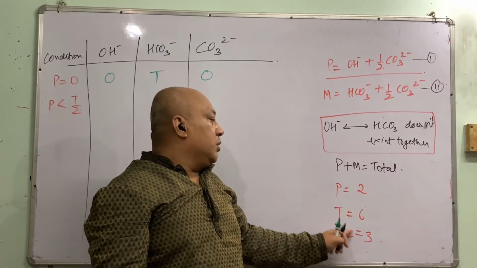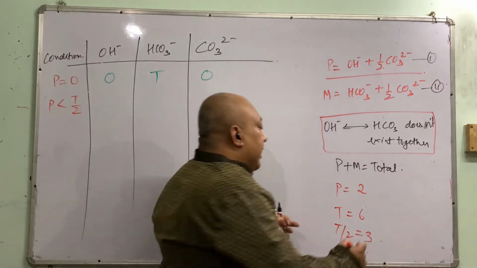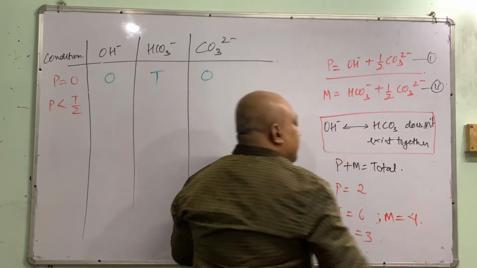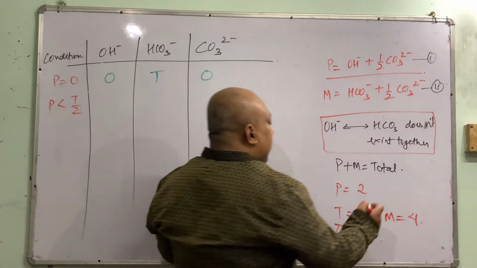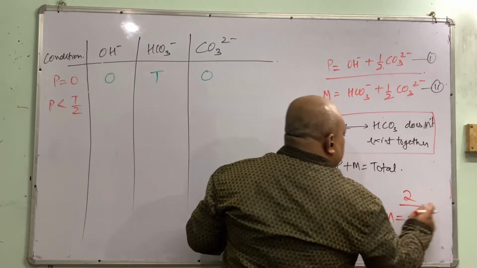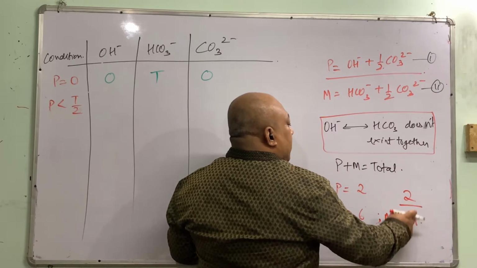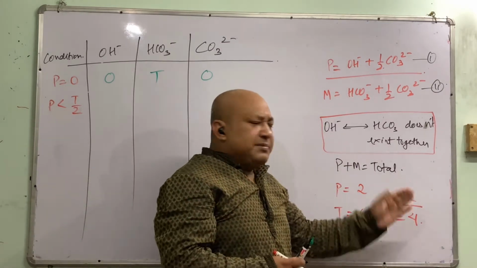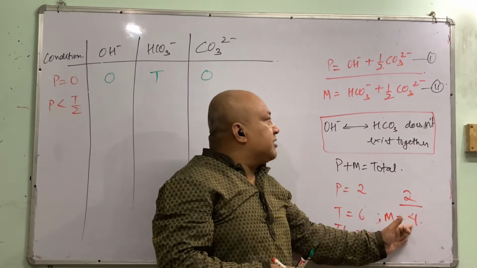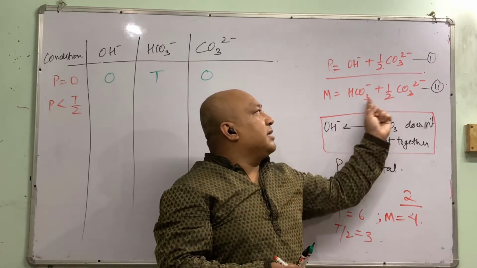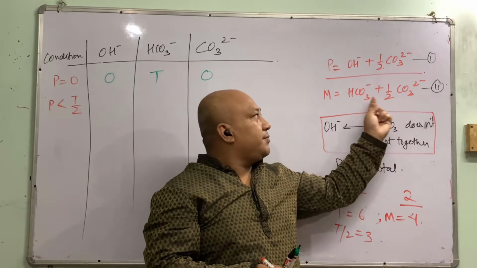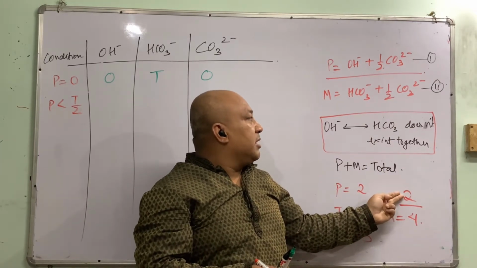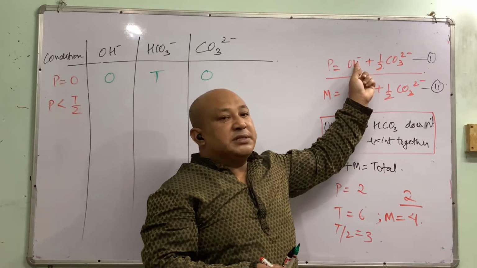If P is 2, T is 6, it means M, methyl orange, will be 4. So phenolphthalein is 2 and methyl orange is 4. On the upper side it is 2, below it is 4. I'm just giving an arbitrary example. If 4 is there, it's very sure that both the ions are present. However, on the top only 2 is present, so here only one of them will be present.